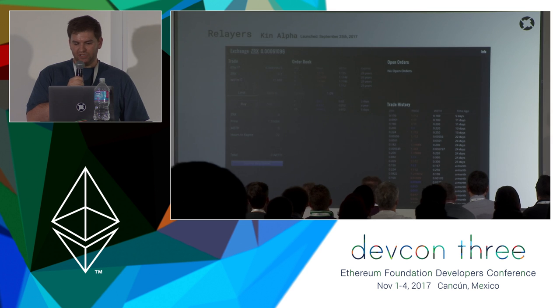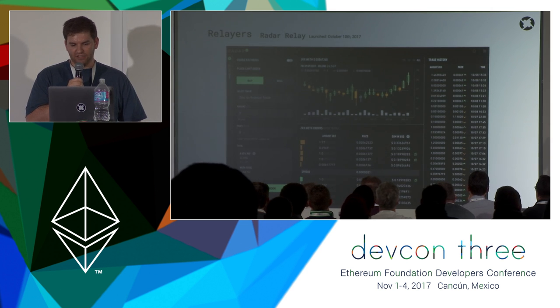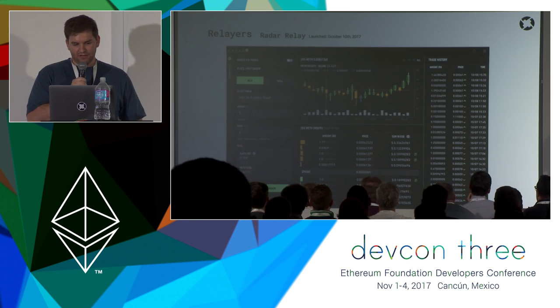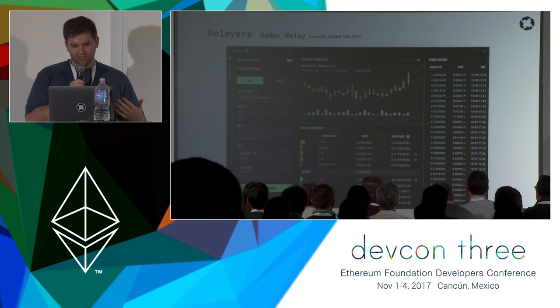Another really cool relayer that's worth checking out is Radar Relay. They're live on the mainnet today. You can go to radarrelay.com and check them out. They're doing a little bit of volume, but their API should be up soon.